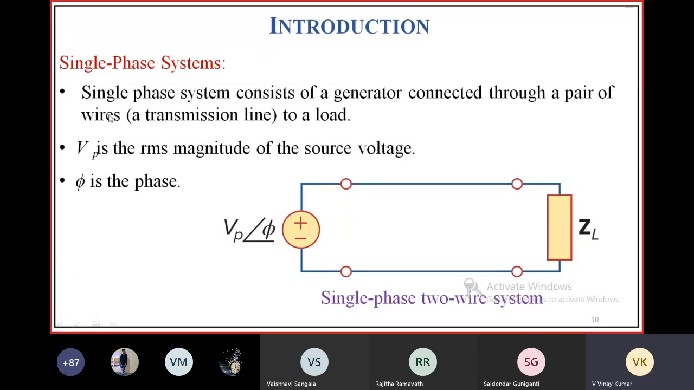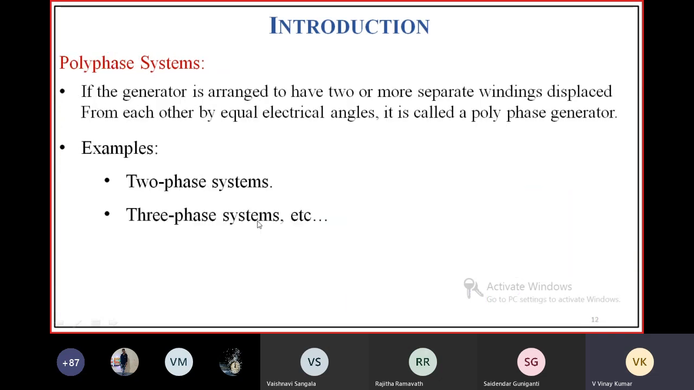So a single phase system consists of a generator connected to a pair of wires. This is the single phase voltage. That generator voltage can be represented like this: voltage at an angle 5. This is the RMS value, whereas this is the phase angle. This is connected to a load, ZL is the load, where VP is the RMS value and phi is the phase angle. A single phase system will generate only a single waveform, as it has only one armature winding, and one armature winding will produce only one voltage.